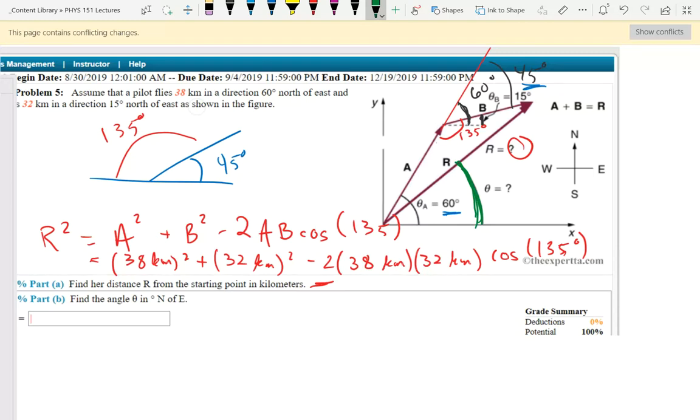And so what I figure is the easiest way to find that angle is to use the law of sines to find that angle. And then 60 minus that, yes. Subtract from 60. Yeah.